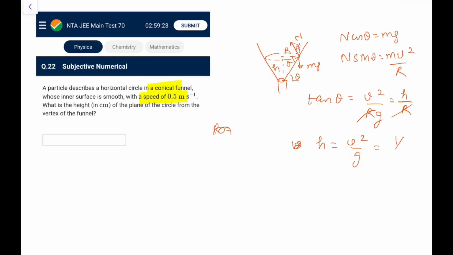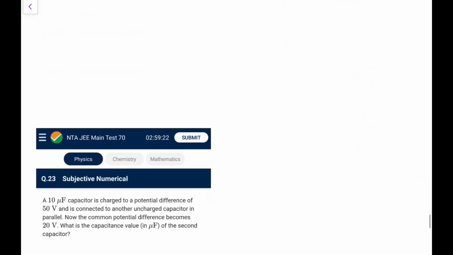So v square is 1 by 4 and g is 10. That comes out as 1 by 40 meters or 2.5 centimeters. So it's a good one. I was searching how to write this r, but that r was getting cancelled easily. So nice one, 2.5. Next.